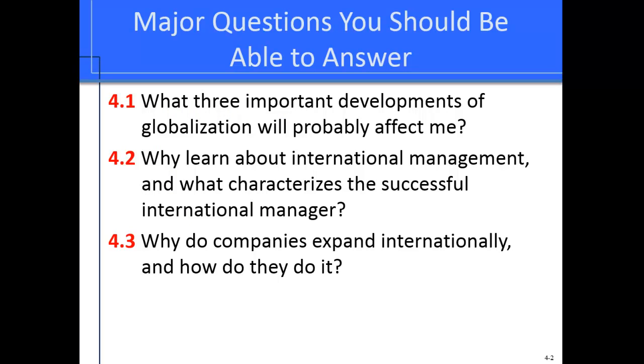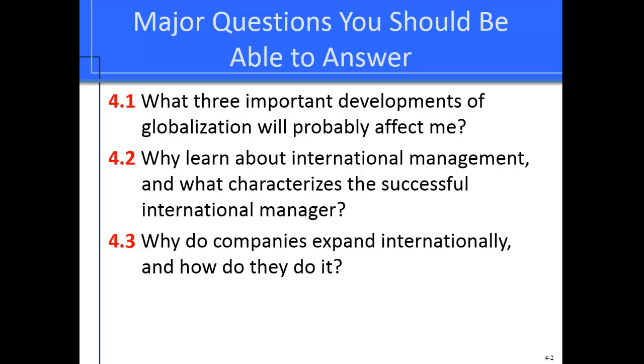Alright, this chapter is broken up into 5 portions. 4.1 is over globalization, the collapse of time and distance. And after completing this part of the chapter, you should be able to answer the question, what 3 important developments of globalization will probably affect me? Section 2 is you and international management. After completing this part of the chapter, you should be able to answer the major question of why learn about international management and what characteristics the successful international manager has.